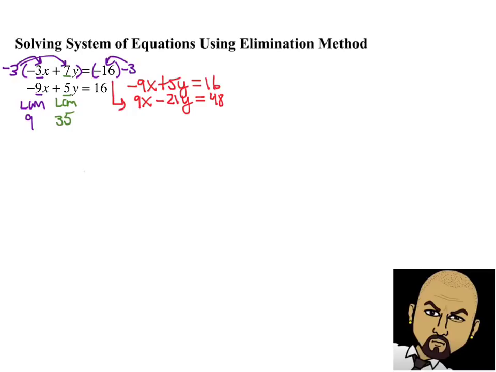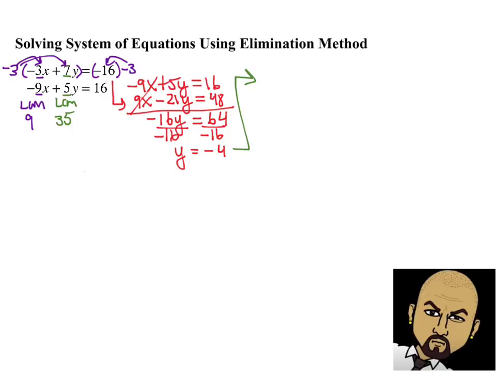Now we can see that the x variable can be eliminated. And so then we continue on with our equation. We end up with -16y equals 64. And we divide both sides by -16. And we end up with the solution of y equals -4.